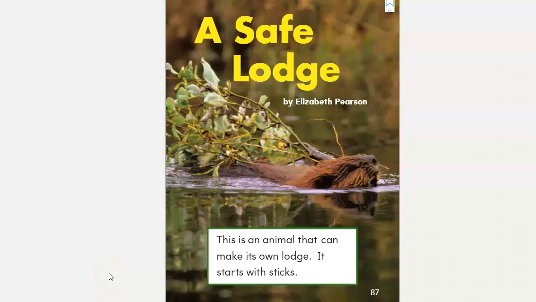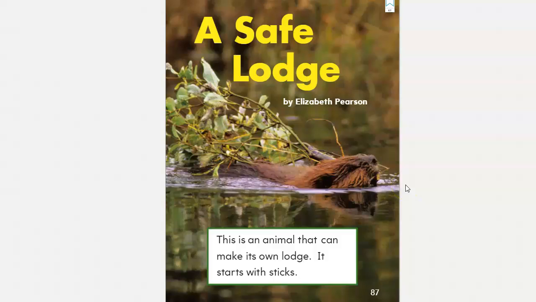A Safe Lodge by Elizabeth Pearson. This is an animal that can make its own lodge. It starts with sticks. What kind of animal is on our cover? This is a beaver, and he is going to make a lodge.